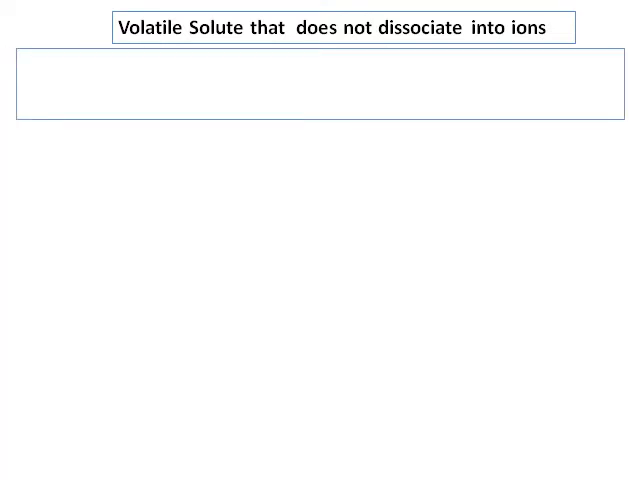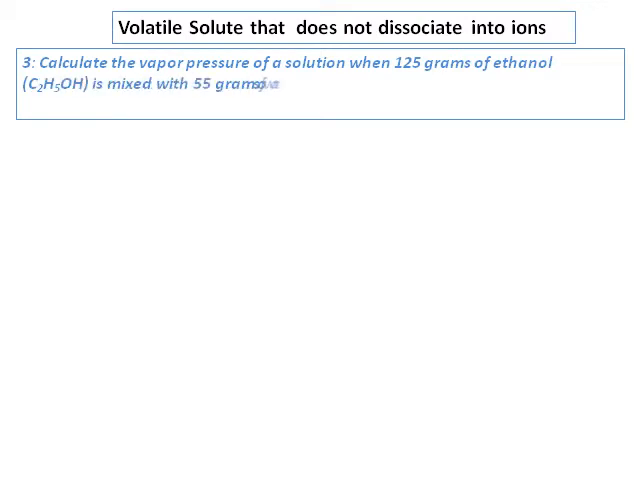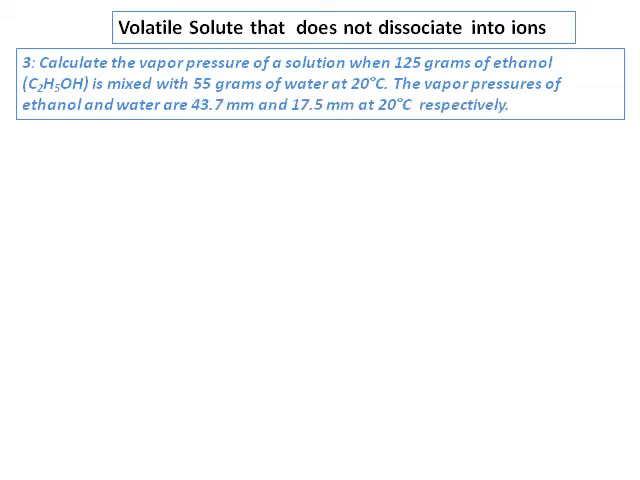Another question. This is a case in which the solute is volatile, but it's not going to dissociate into ions. So since the solute is volatile, there will be a contribution to the vapor pressure of the solution from the solute also. The question says: calculate the vapor pressure of a solution when 125 grams of ethanol is mixed with 55 grams of water at 20 degrees Celsius. The vapor pressures of ethanol and water are given as 43.7 and 17.5 millimeter at 20 degrees Celsius respectively.